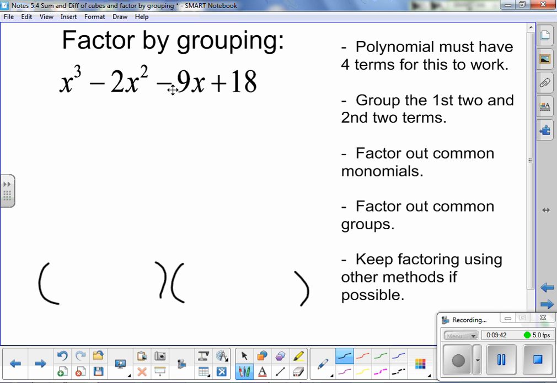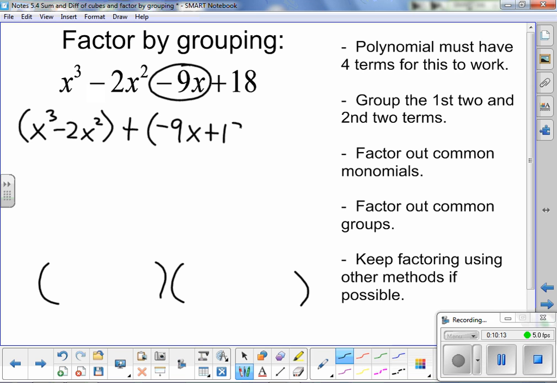Now, you have to have 4 terms for factor by grouping to work. First step is group. When we group stuff in math, we use parentheses. So I'm going to group these first 2 terms, and then I'm going to group these second 2 terms. All right. So I'm going to put the x cubed minus 2x squared as a group. Now, I'm going to consider this like a negative 9. So it's going to be plus, and then I'm going to group the negative 9x plus the 18.